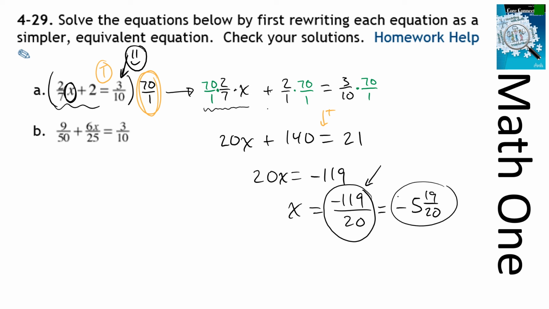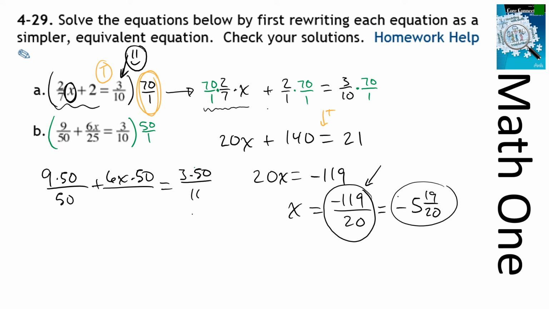Now, the next problem, it turns out if I multiply both sides by 50, it would be a perfect way to get rid of all the fractions. So let me see, I'm going to use green here, and I'm going to multiply both sides by 50 over 1. Now, they're all fractions, so what I'm essentially going to do is put a factor of 50 in each one of those numerators. So I'm going to have a 9 times 50 over 50 plus 6x times 50 over 50. And that's going to equal 3 times 50 over 10.